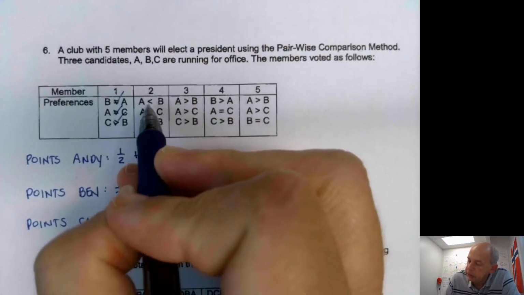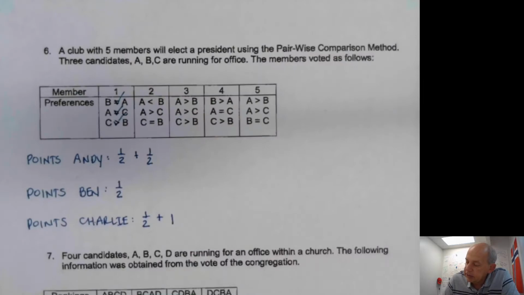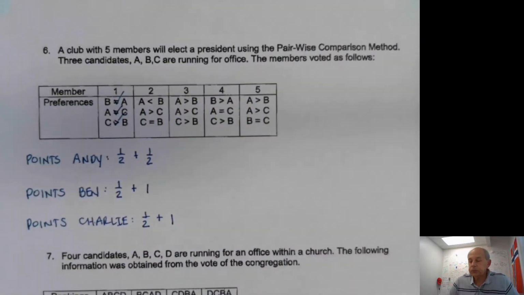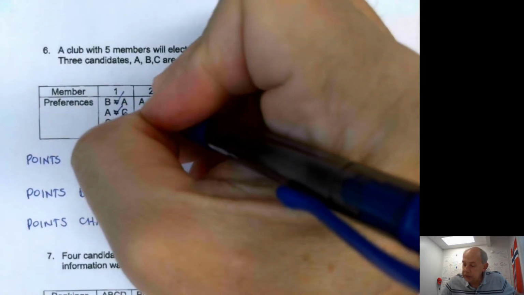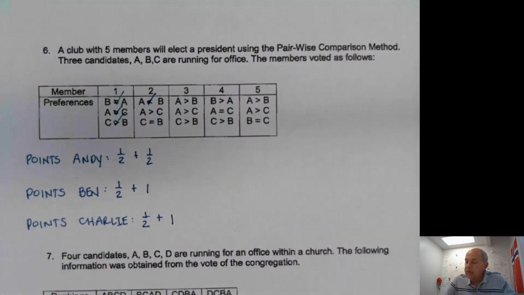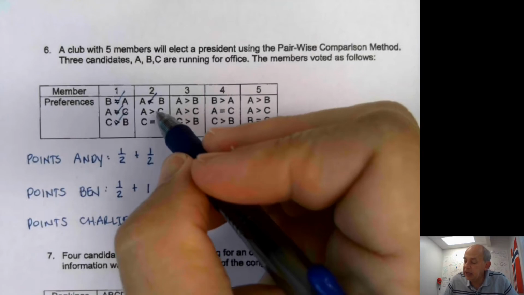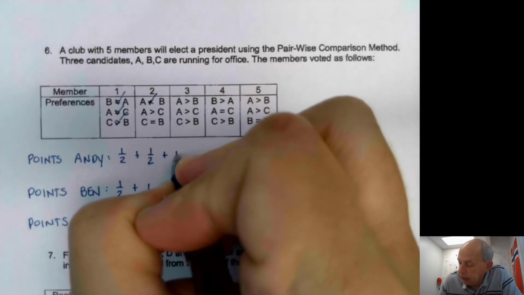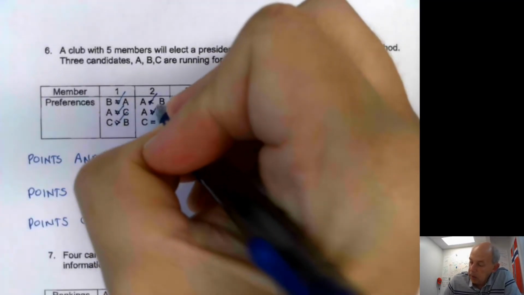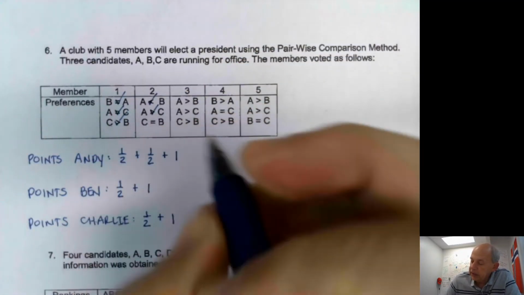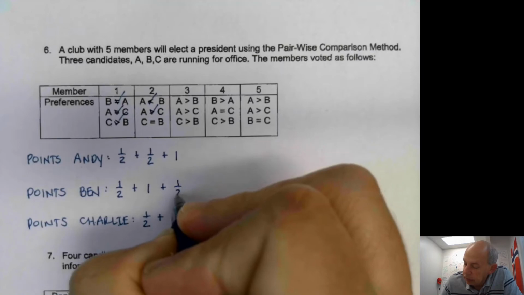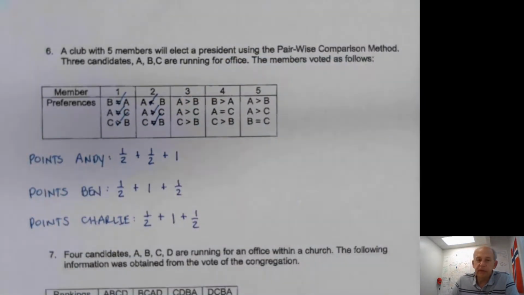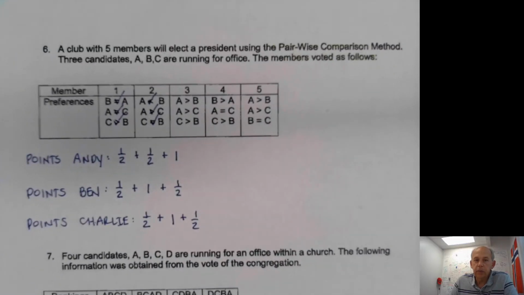Voter number 2 says Andy is less than Ben, or Ben is greater than Andy. Ben gets the entire point in the comparison. Voter 2 says Andy is greater than Charlie, so Andy picks up an entire point. Voter 2 says, well, Ben and Charlie, they're about the same, so I will split that point between both of them, and I will call both of them equal.